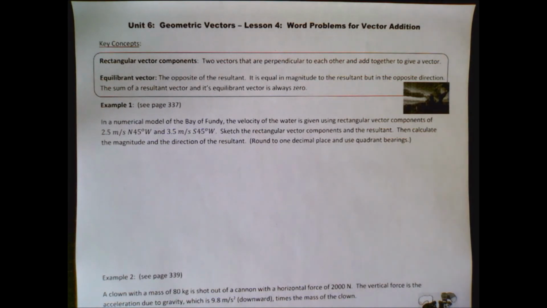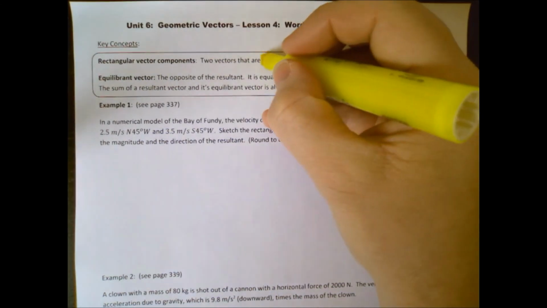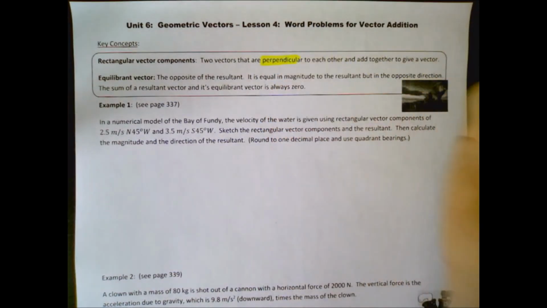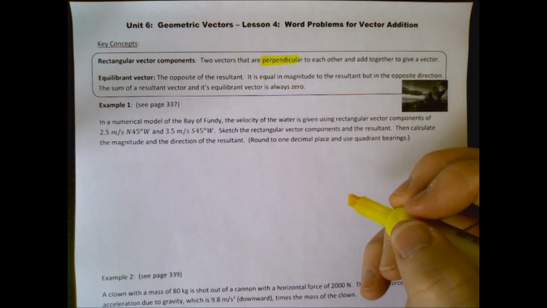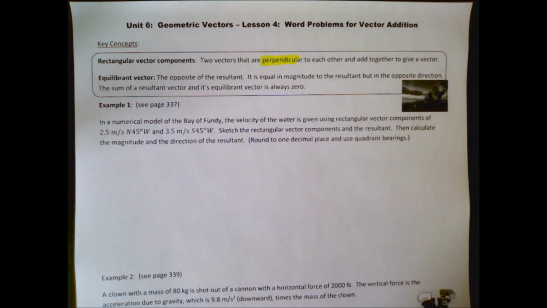So some key concepts before we continue with the examples. Rectangular vector components are two vectors that are perpendicular to each other and add to give another vector. Perpendicular is a really nice property because that means we can use Pythagorean theorem. Equilibrium vectors, the opposite of a resultant.